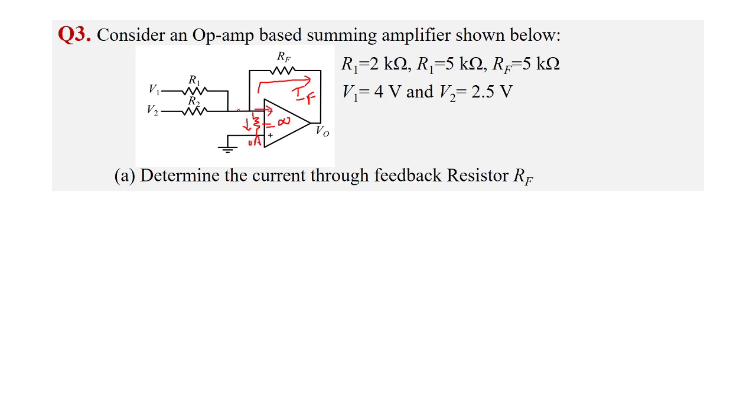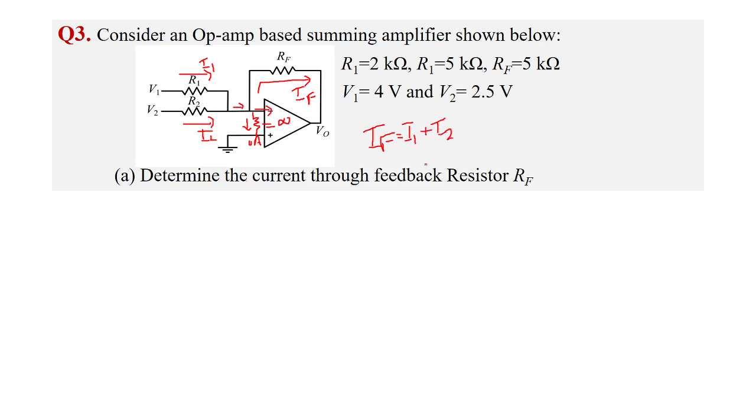So what is IF? IF is the current coming from the input side, that is the current through R1 and the current through R2. Say the current through R1 I denote as I1 and the current through R2 as I2, which means the current IF will be equal to I1 plus I2.